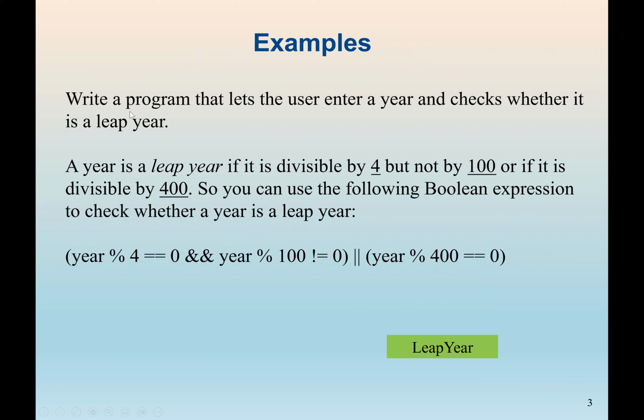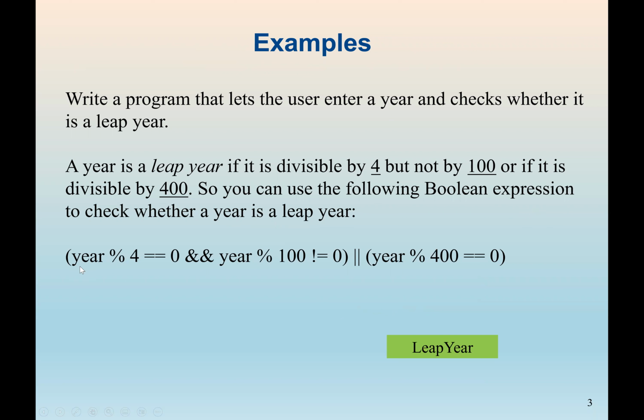Our first problem is to write a program that lets the user enter a year and check whether it is a leap year. Normally, a leap year occurs every 4 years. So here we say a year is a leap year if it is divisible by 4 but not by 100, or if it is divisible by 400. So here we can use the following Boolean expression to check whether a year is a leap year.